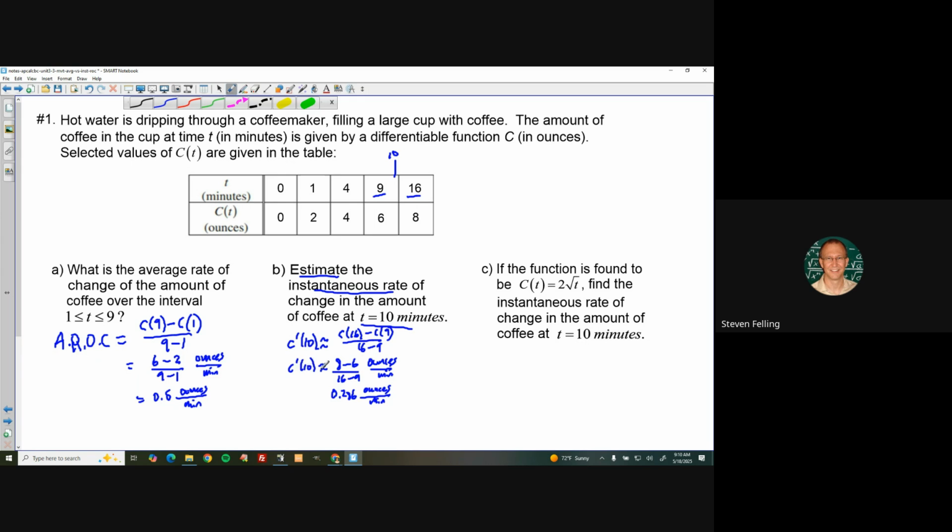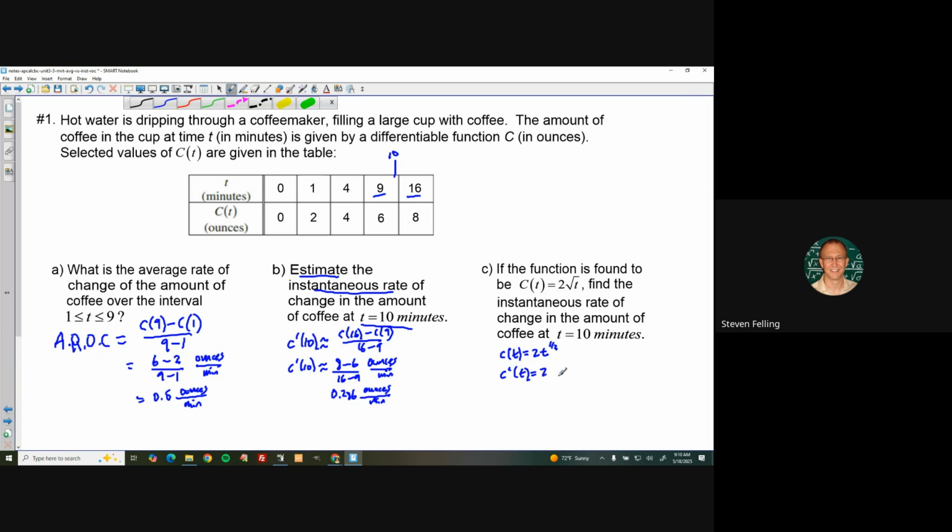is approximately. Okay, then in part C it says if the coffee function is found to be actually 2 times the square root of t, find the instantaneous rate of change at t equals 10 minutes. So now we have an ability to calculate the derivative directly at 10. So I'm going to go ahead and do that. If C of t is, I'm going to change that square root of t to t to the 1/2 so that I can use my derivative rules to compute C prime of t.